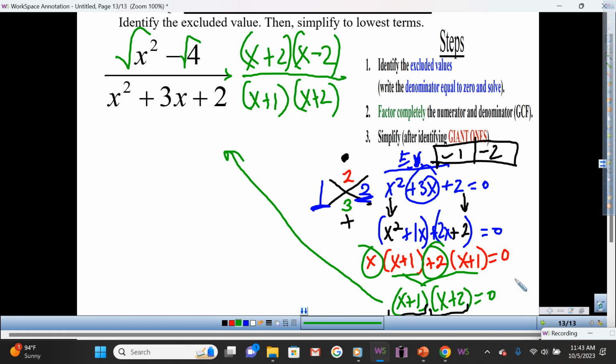You guys see the work over here? Yes? So, giant 1. What is our giant 1, everyone? X plus 2. So we're left with x minus 2 over x plus 1.